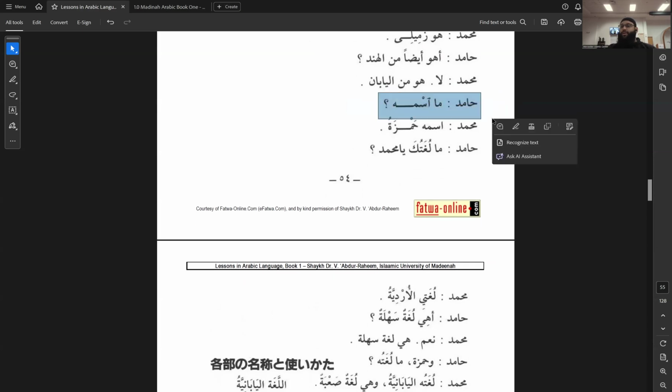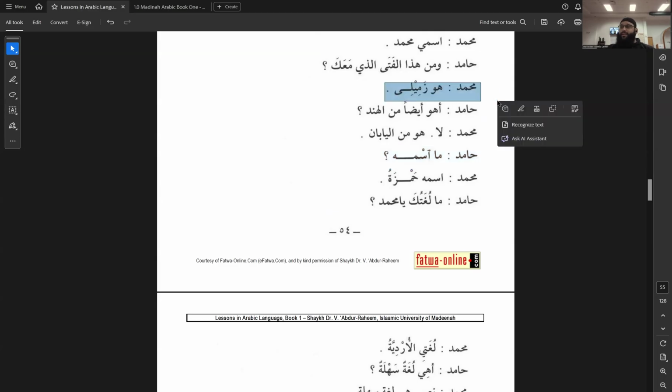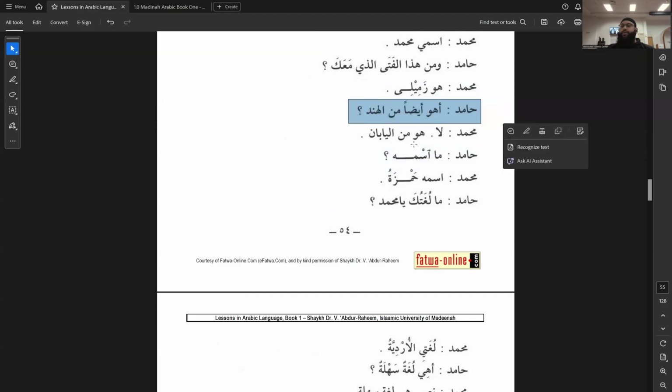So now he's talking about another person who is not in the conversation. He says, Ismuhu. What is blank name? He's talking about this classmate of his, Zamili, the young boy that is with you. He says, who is Zamili? That means he's my classmate. Once he says that, he asks him, is he also from India? He says, no, he is from Japan.